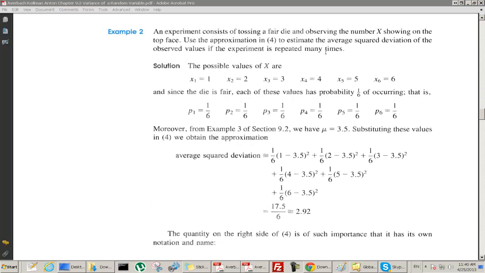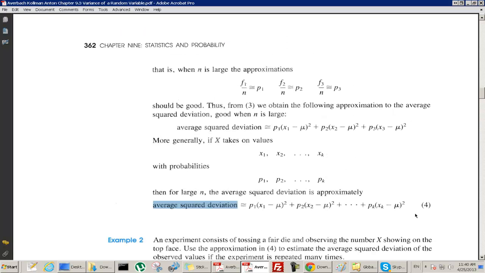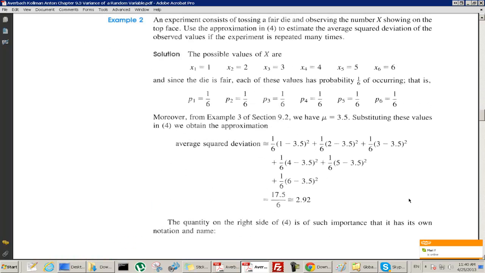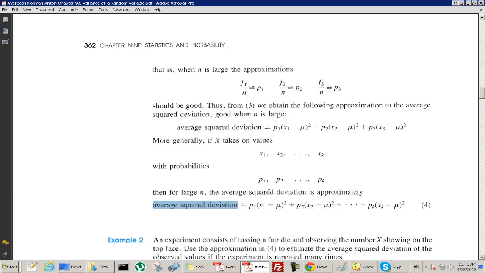Okay, let's look at an example, and let's again look at the fair die example. So we toss a fair die. X is the number showing on the top face. Use the approximation that we just mentioned to estimate the average squared deviation of the observed value. So we're going to use this approximation as the estimate for what we would get if we calculated the average squared deviation for n tosses, for some n tosses. Here, these are the values that x can take, and these are the probabilities. They're all 1/6. So we do those calculations that we just had up there, but we put in 1 minus 3.5, 1/6, 2 minus 3.5, 1/6, up to 6 minus 3.5, 1/6.